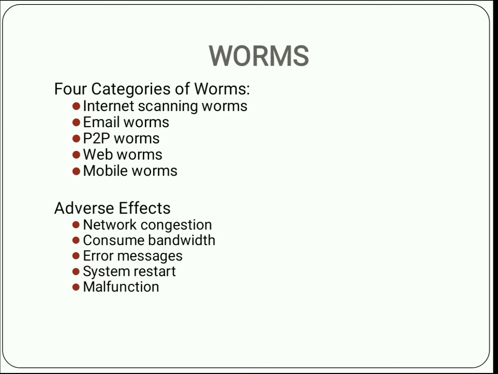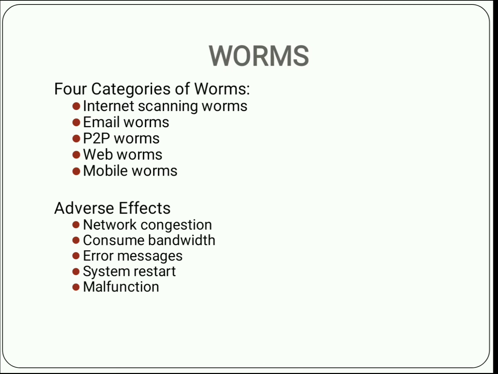And the last type is mobile worms. As you know, mobile worms can easily spread, and can exploit the APIs that we use in mobile systems. So it's very easy for worms to spread through mobile. So these are the different types of worms.